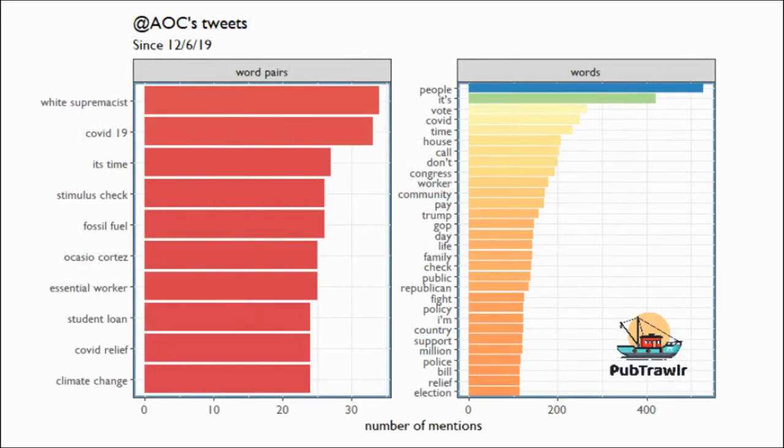Twitter can also be a good data source to examine how political figures communicate with constituents. I looked at the tweets of a very prominent US representative, Alexandra Ocasio-Cortez. This figure shows both the phrases and words she used most often.